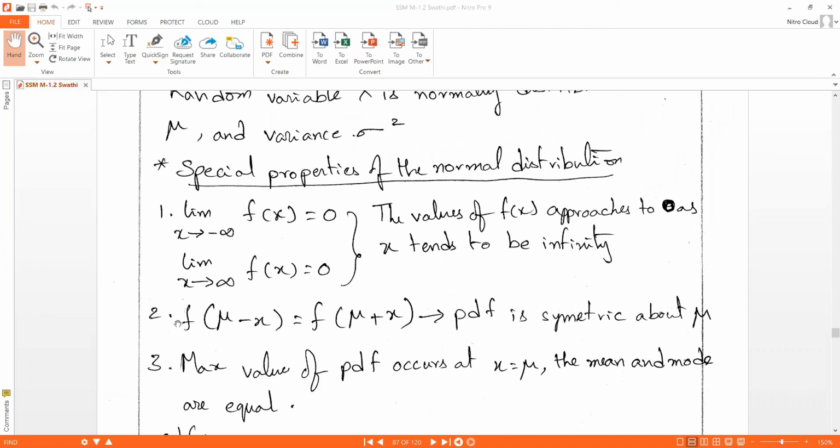Okay, and f of mu minus x is equal to f of mu plus x. This means the PDF is symmetric about mu. The max value of the PDF occurs at x equal to mu. The mean and mode are equal here.